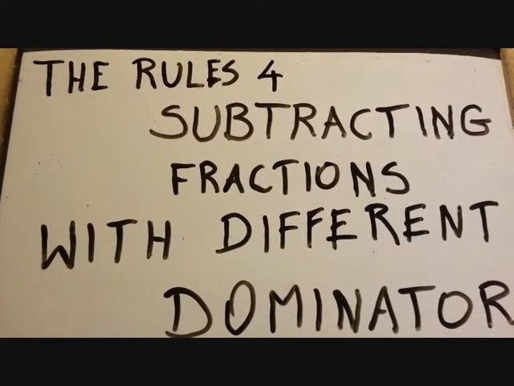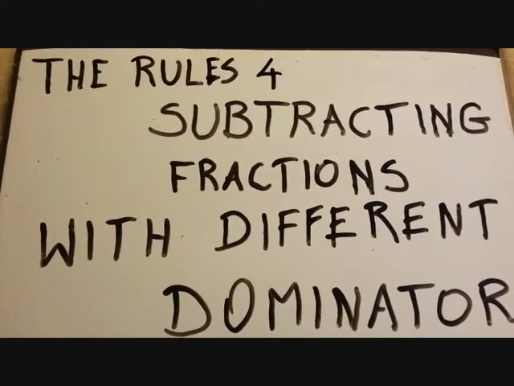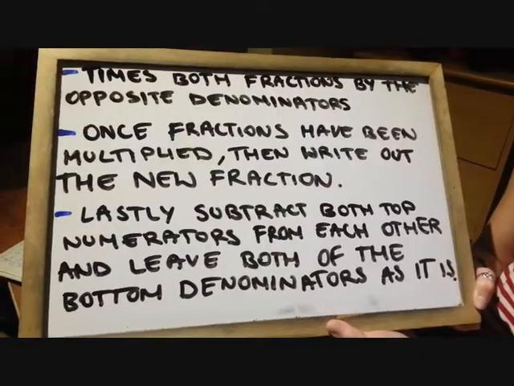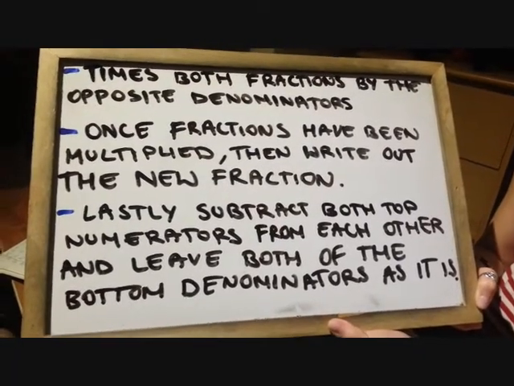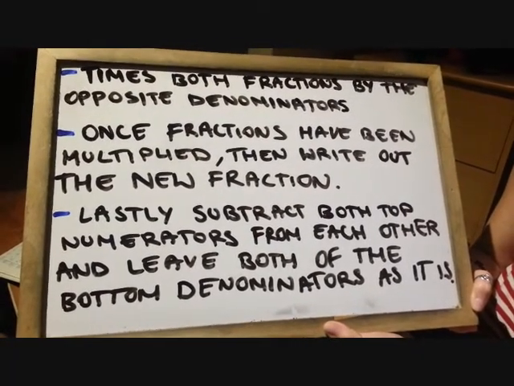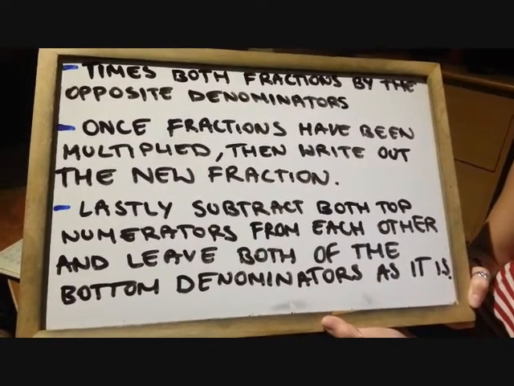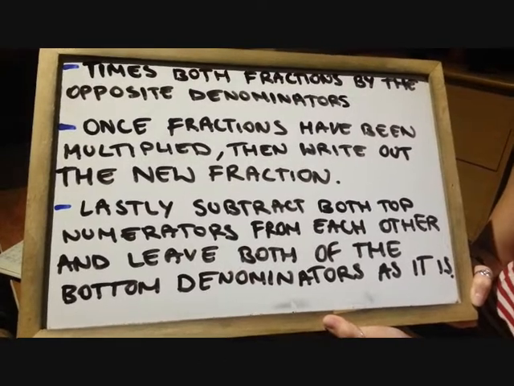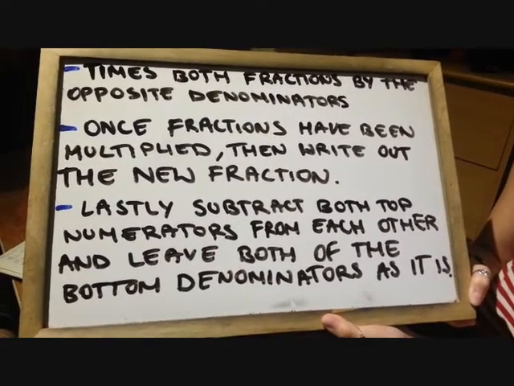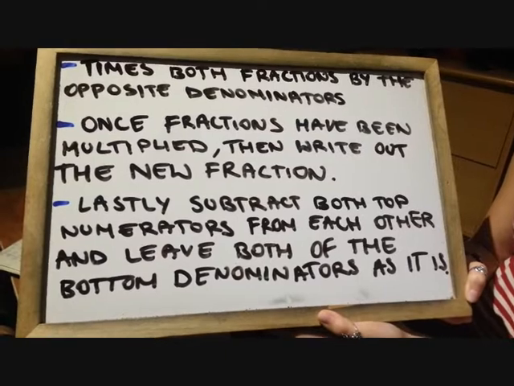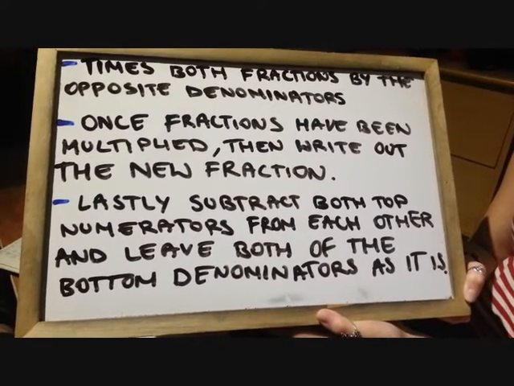The rules for subtracting fractions with different denominators. Times both fractions by the opposite denominators. Once fractions have been multiplied, then write out the new fraction. Lastly, subtract both top numerators from each other and leave both of the bottom denominators as they are.